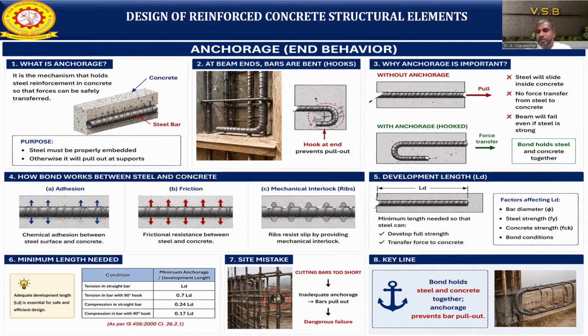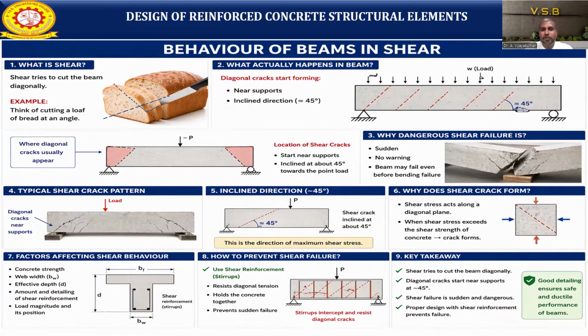I hope you understand what bond is, what the purpose of bond is, and what the anchorage of the bond is. Now we need to see the behavior of the beam in shear. What is shear? The shear tries to cut the beam diagonally. One example: when you take a knife and cut a loaf of bread, you cut it diagonally. So think of cutting a loaf of bread at an angle. That is shear.